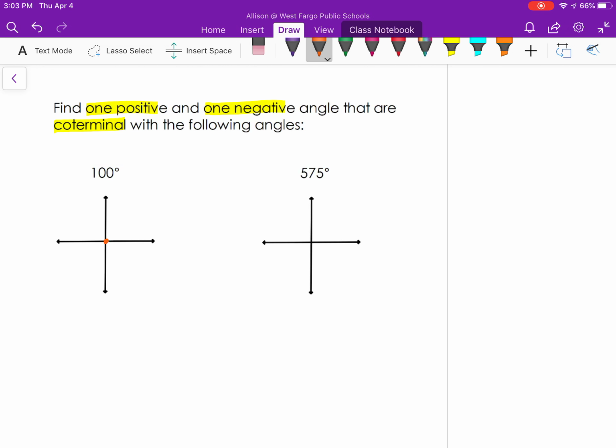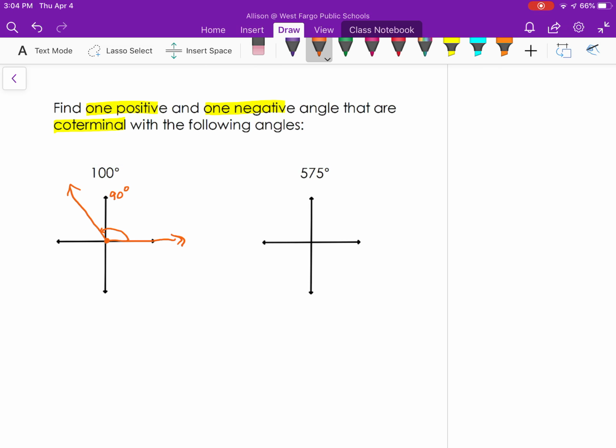So my vertex is at (0, 0). My initial side is the positive x-axis. Then remember, here's 90 degrees, which means I just need to go 10 degrees further in the counterclockwise direction, so it's positive. That got a little bit big there, so let me try that one more time. Initial side, and then I want to just go a little bit over the 90 degrees.